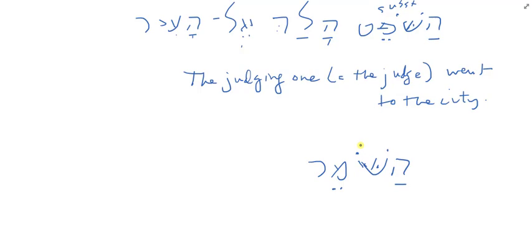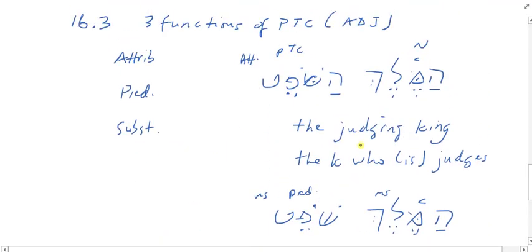So when my participle is attributive, it has to go where in relation to the noun it modifies? After. Remember, attributive, quadruple A, right? Attributive adjectives always go after, right? And since participles are verbal adjectives, they can be attributive, they have to go after. And they'll agree in gender, number, and definiteness.